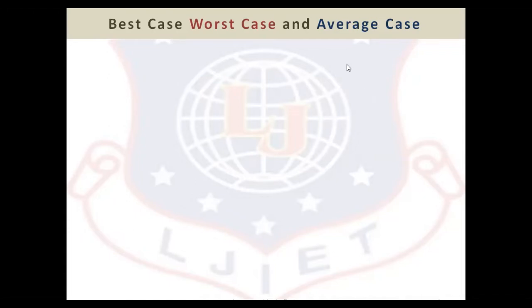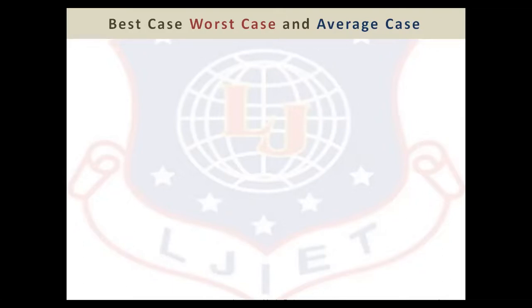Best case, worst case, and average case of an algorithm. We will take one example of sequential search. Sequential search is nothing but an array is given and a key is given. We have to find a particular key element in the given array. If the key element is present in the array, we are going to return its index. Otherwise, we are going to return -1 to show that the element is not present in the array.